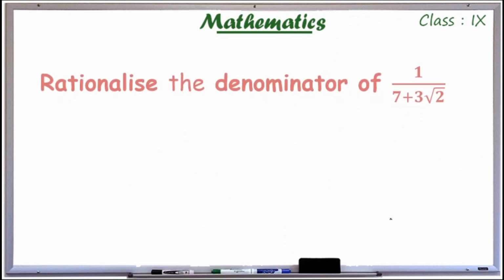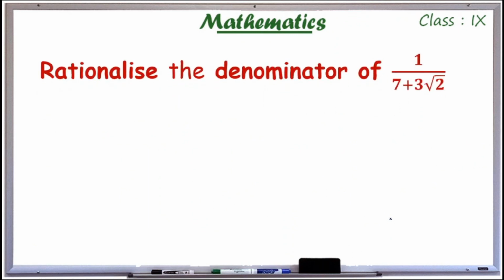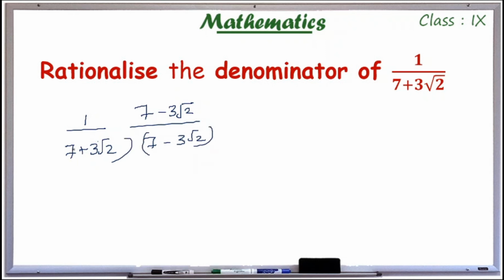Coming to the next, rationalize the denominator of 1 by 7 plus 3 root 2. So the first step is multiplying with the conjugate. So the conjugate is 7 minus 3 root 2. We have to multiply 7 minus 3 root 2 on both sides. So use brackets for clear idea. So 1 into 7 minus 3 root 2 is 7 minus 3 root 2.